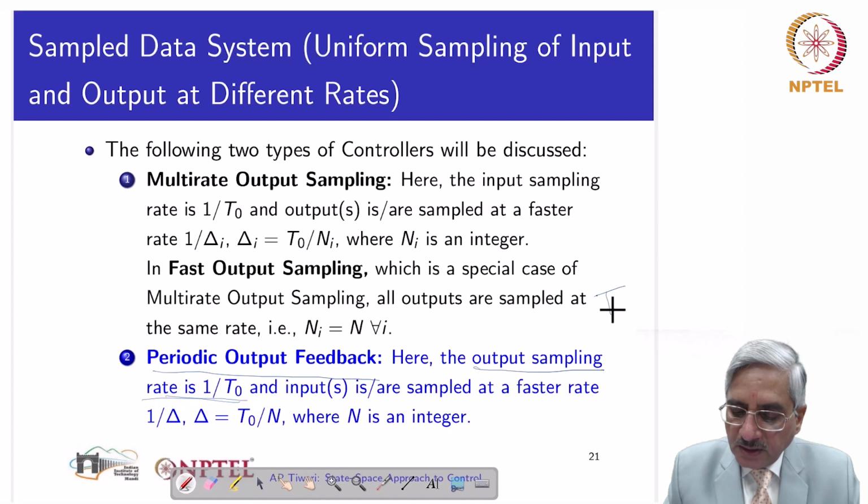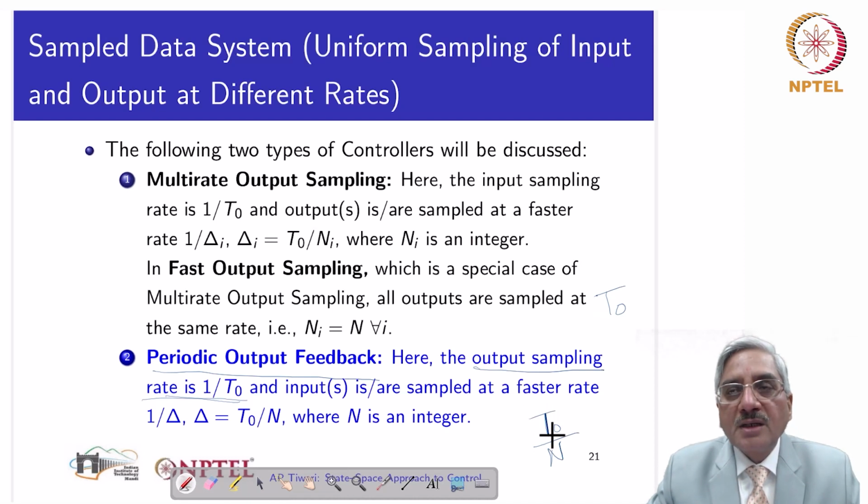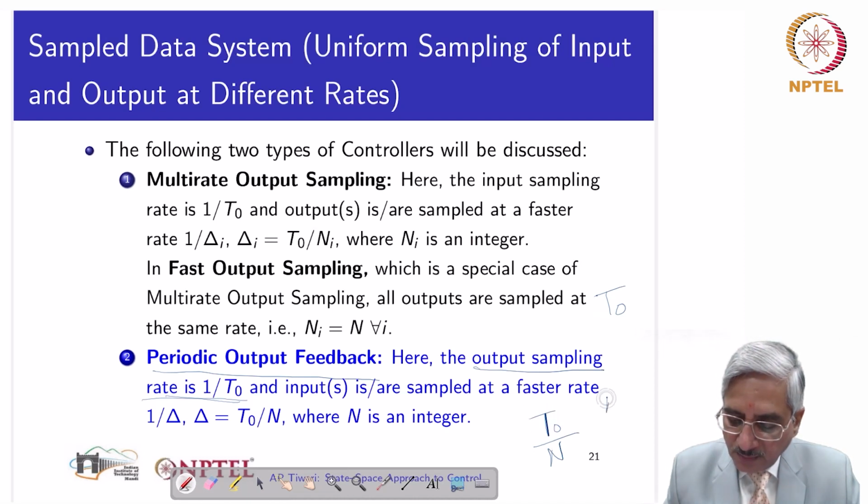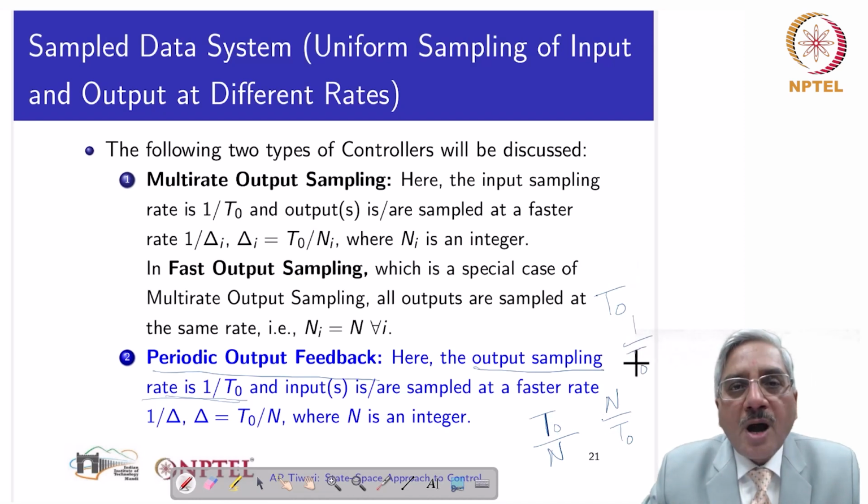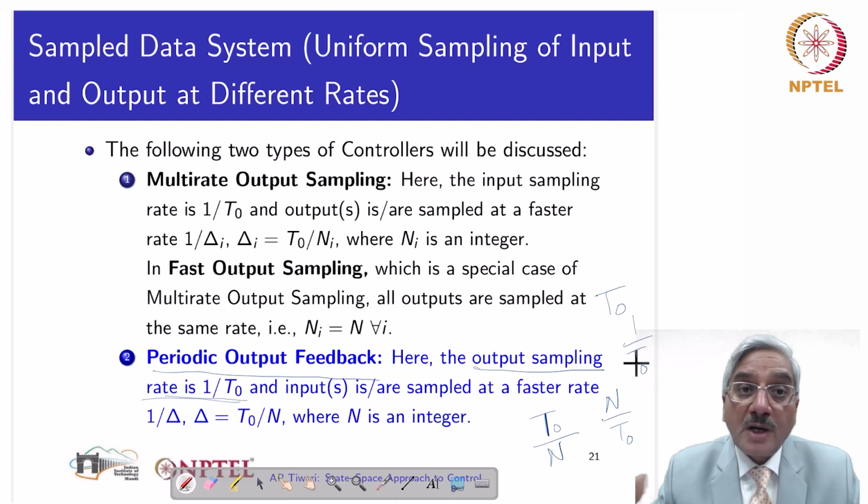Output sampling interval is t0 and inputs are sampled at the period of t0 by n, or the sampling rate is n by t0, whereas here the sampling rate is 1 by t0. Outputs are sampled at the rate of 1 by t0 per second and inputs are sampled faster, n by t0 per second.